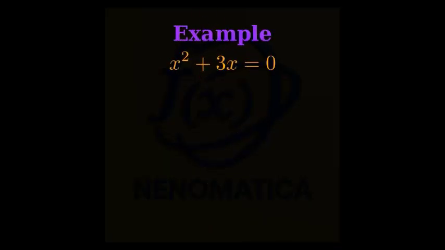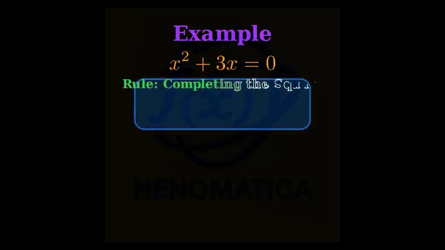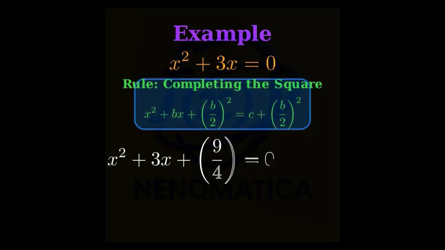Step 1. Add the square of half the coefficient of x to both sides. Here b equals 3. So b over 2 is 3 over 2, and its square is 9 over 4. Show the rule. Now, apply it to our equation.